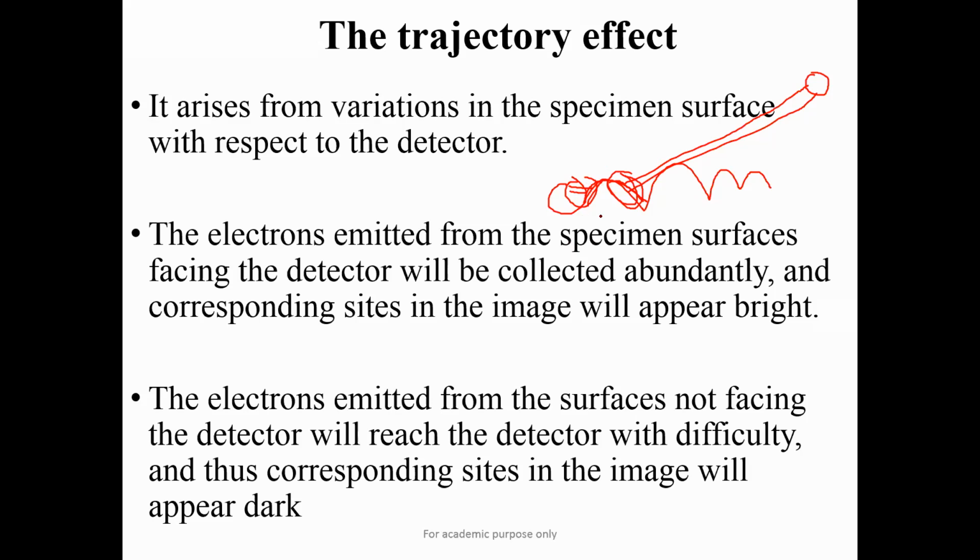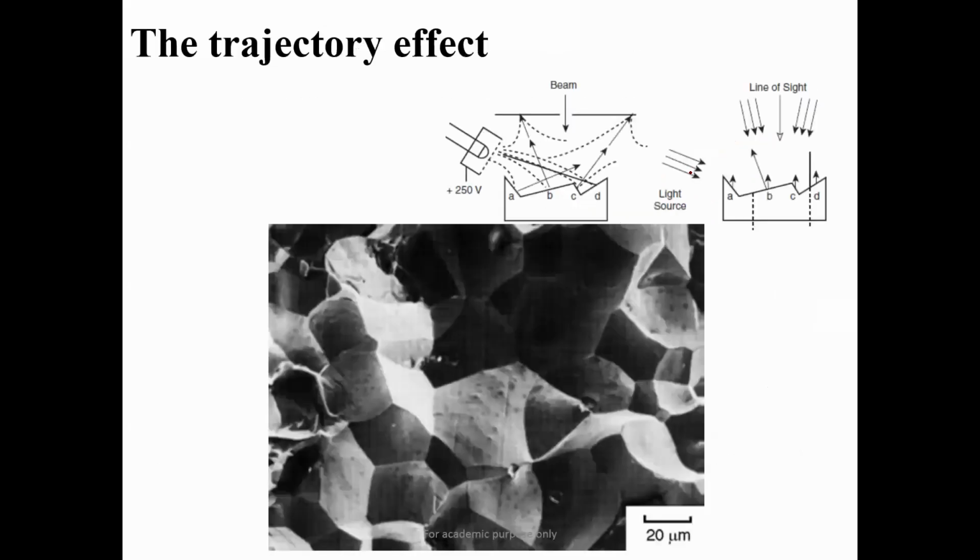What is the feature inside your sample? That will decide how many electrons will be emitted from which surface, and this will create your contrast. If you want to understand with a picture.